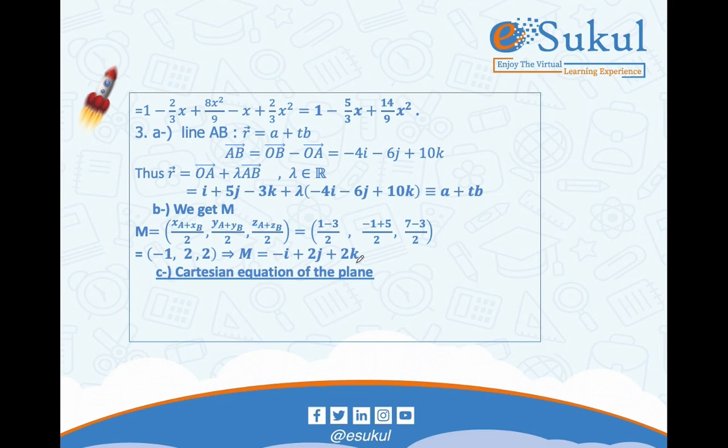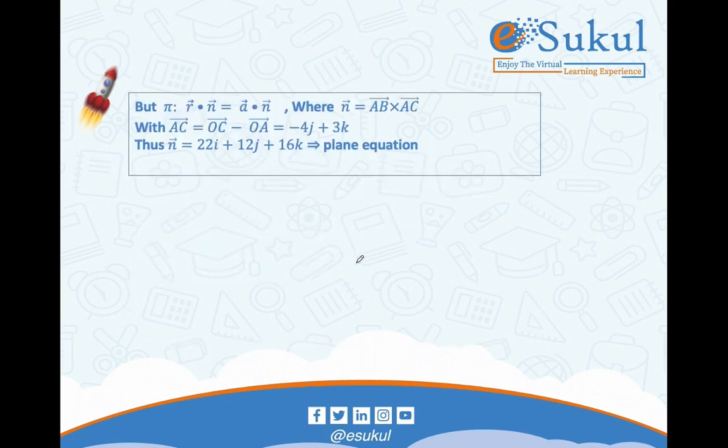In C, we get the Cartesian equation of the plane ABC. Remind ourselves that the equation of the plane is r dot n equals A dot n, where n is the normal vector to the plane ABC, and A is the original position vector. So the normal vector is given as AB cross AC, that's the vector perpendicular to A, B, and C. From there we get the normal vector of the plane ABC: 22i plus 12j plus 16k.